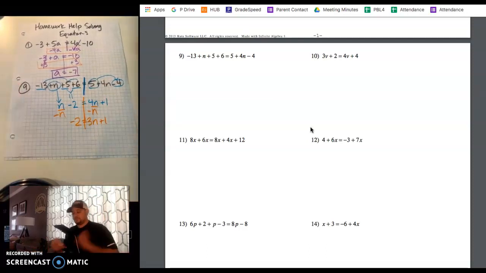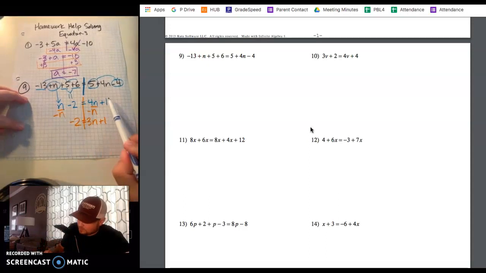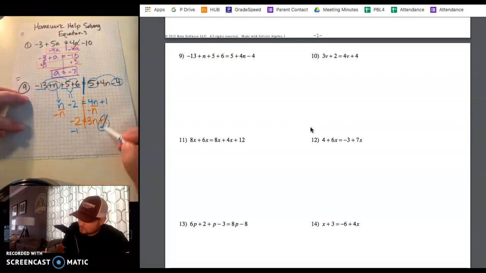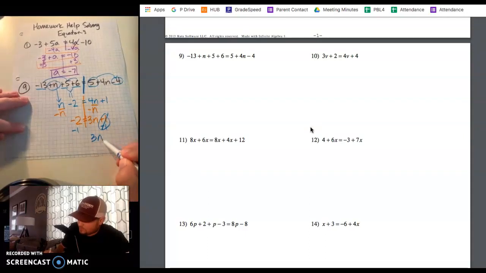Okay, now step 4 is to move all the numbers to the other side. So if we move the letters this way, we got to move the numbers this way. So I'm going to subtract 1 from both sides. All right, again, you see I'm doing it to both sides there. So this makes 0, so I'm left with a 3n on this side. And then on this side, -2 minus 1 is -3.